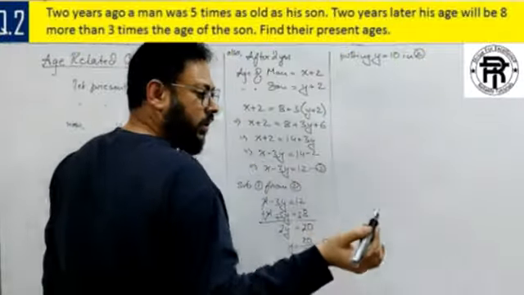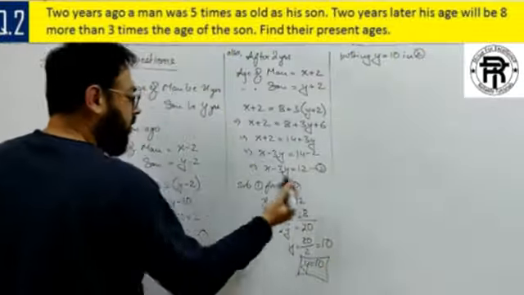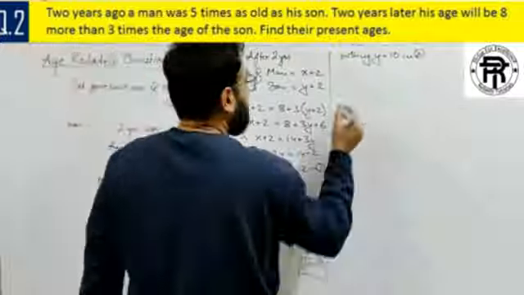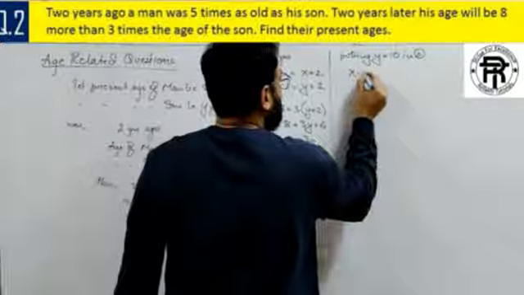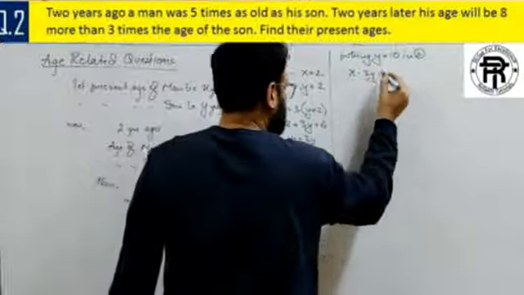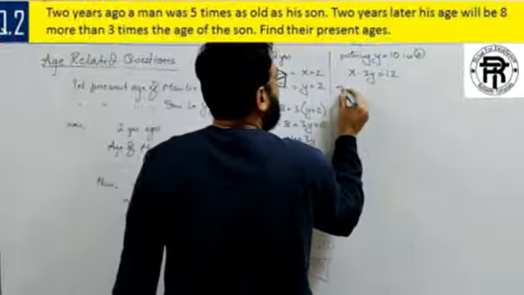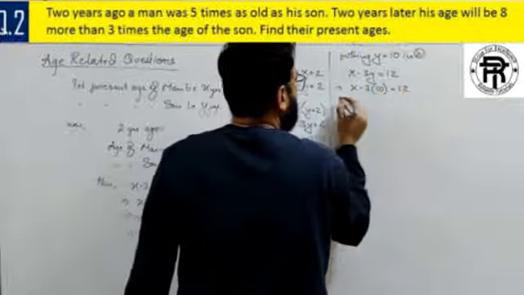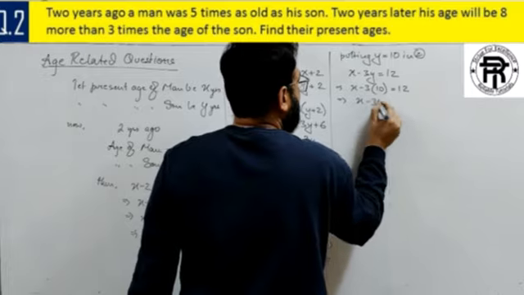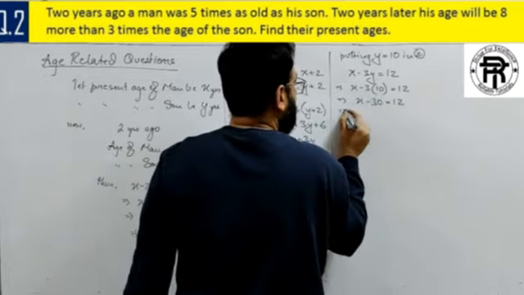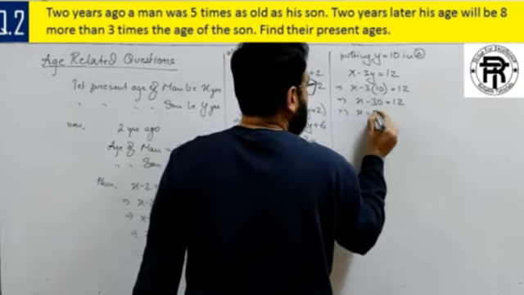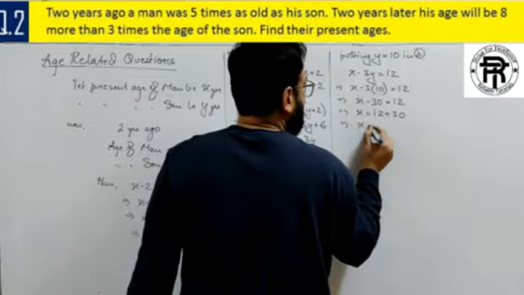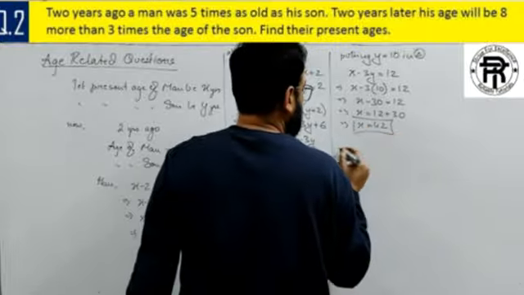ये हर बार हमारी चॉइस रहती है ना, किस मेथड, किस वाली इक्वेशन में हमें वैल्यूज को पुट करना है. दो इक्वेशन है, in any of the two equations you can put the value. x minus 3y is equals to 12. That is x minus 3 into 10 is equals to 12. That is x minus 30 is equals to 12. That is x is equals to 12 plus 30. That means x is equals to 42.